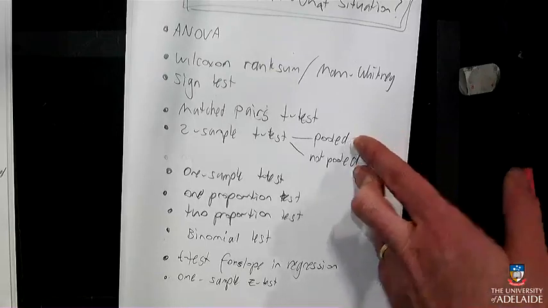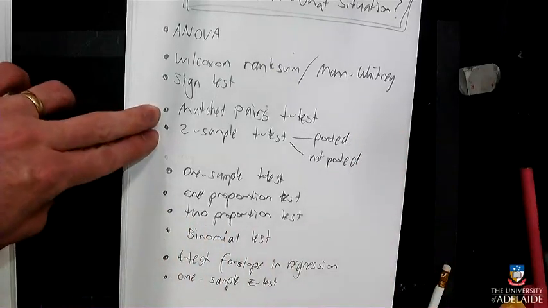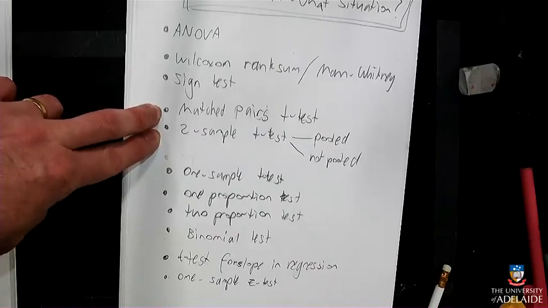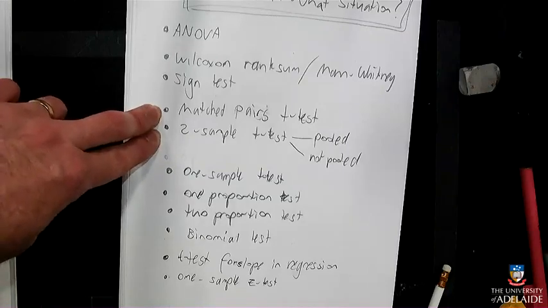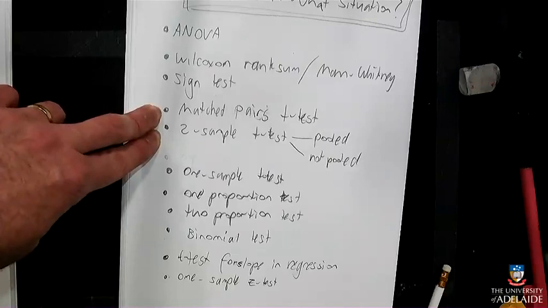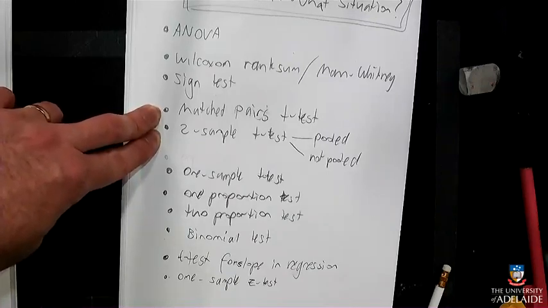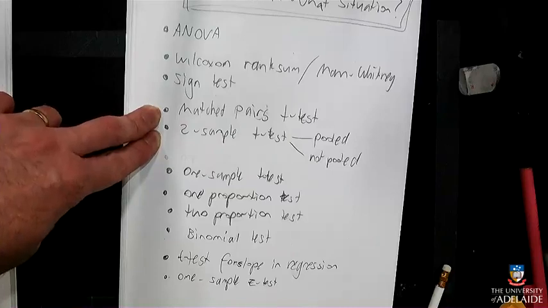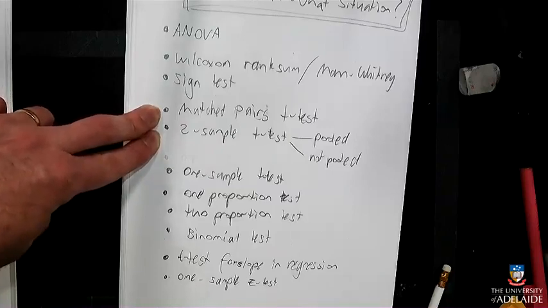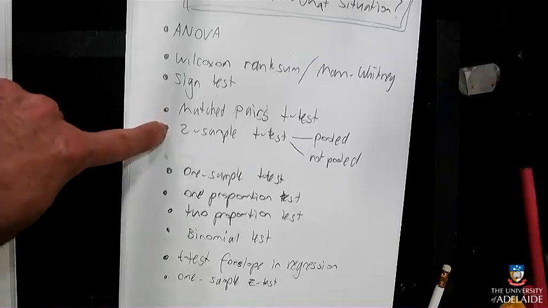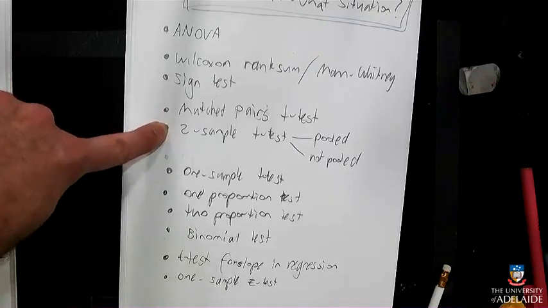The matched pairs one is when you're testing. It's like, so you have two. Yeah, they're not independent. You've got two tests on the same individuals. So it's about how the data's organized. These ones are two measurements on the same individuals, and this is one measurement on two different groups of individuals.